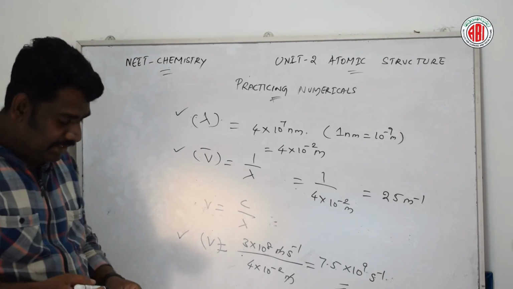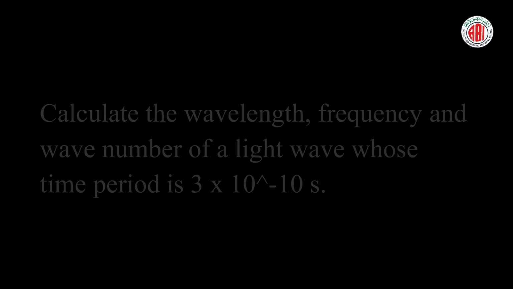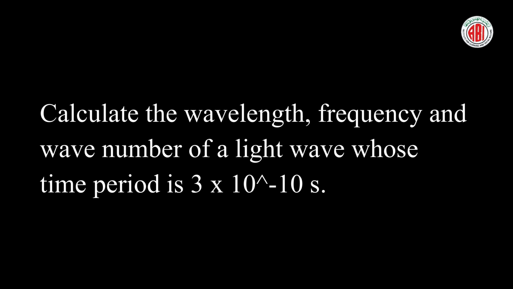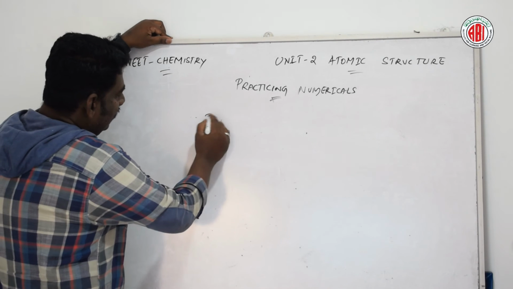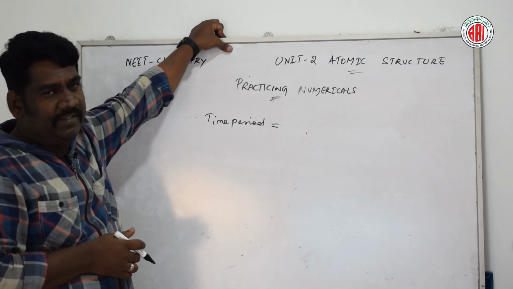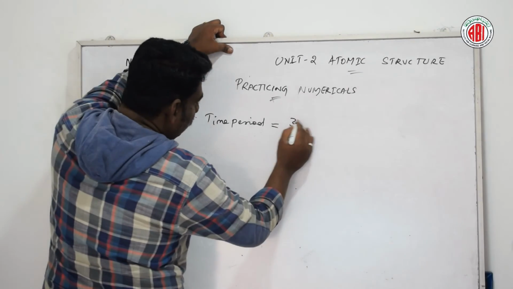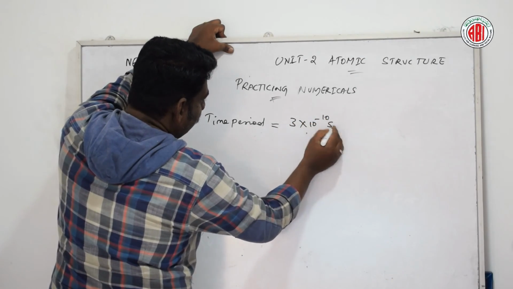So by this way we can solve this problem. Let us go for the next question. Look at this question, guys. Calculate the wavelength, frequency and wave number of a light wave whose time period is given as 3 into 10 to the power of minus 10 second. Let us find the wavelength, frequency, wave number. First, let us write the time period given in the question: 3 into 10 to the power of minus 10 second.